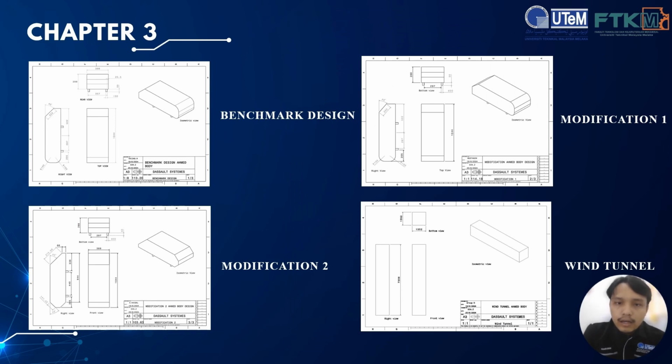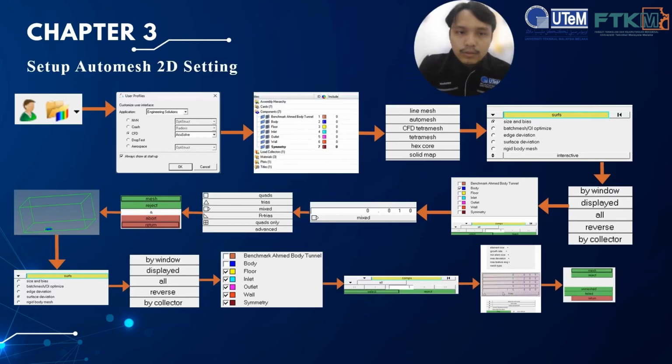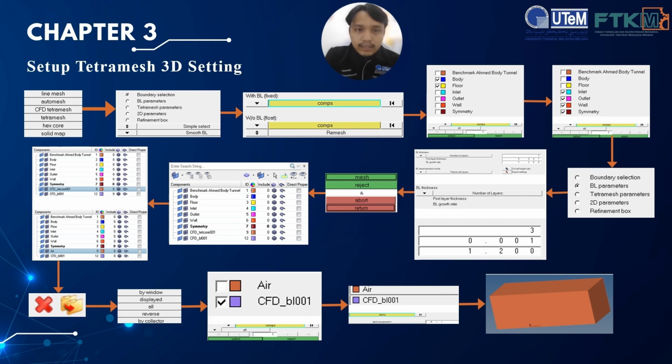So here the dimensions of the HAMID body, which are the benchmark design, modification 1, modification 2 and the wind tunnel. For the setup automation for this setting, as you can see in the figure, this is the flow of how to do the process of setup automation. Next is the setup tetra mesh 3D setting. As you can see here, this is the flow of the procedure to do the setup tetra mesh 3D.